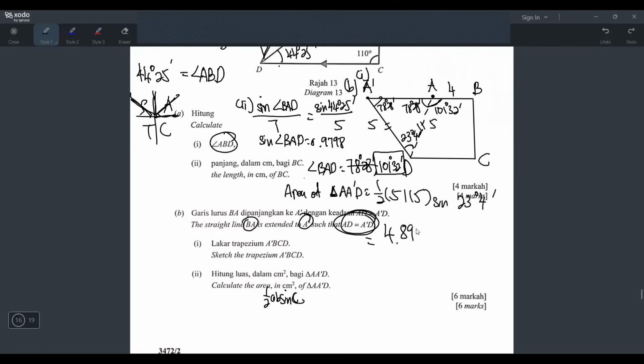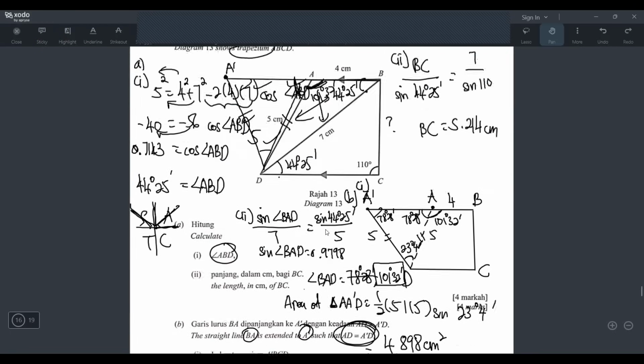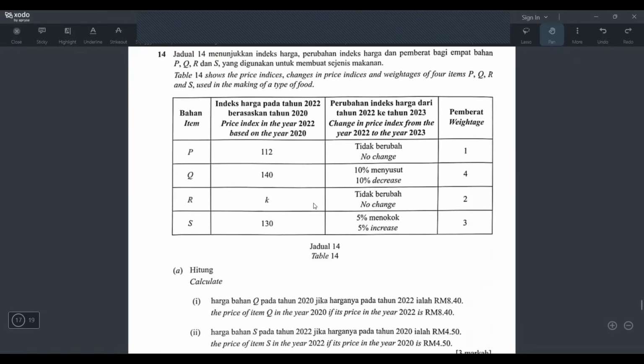4.898. Yeah. And this is meter square or cm square? Cm square. Okay, let me check with the schema. The answer is 4.898. Correct. Yeah. So that's the answer. Okay, I think done already. 10 marks, 4 marks, 6 marks. Okay, hope you understand. Okay, let's continue with question number 14.